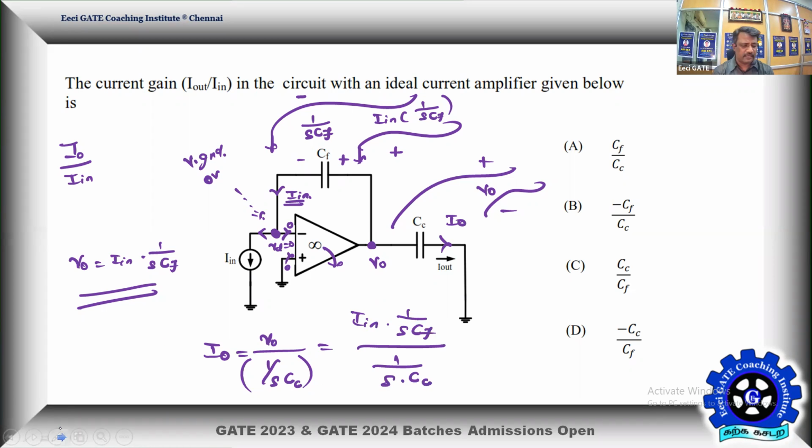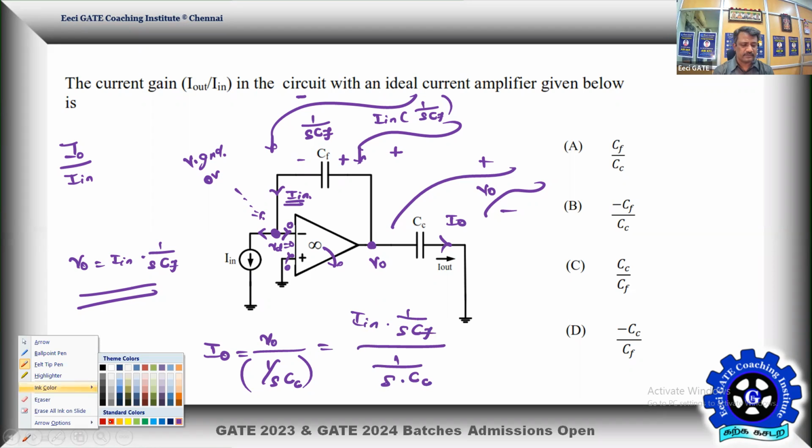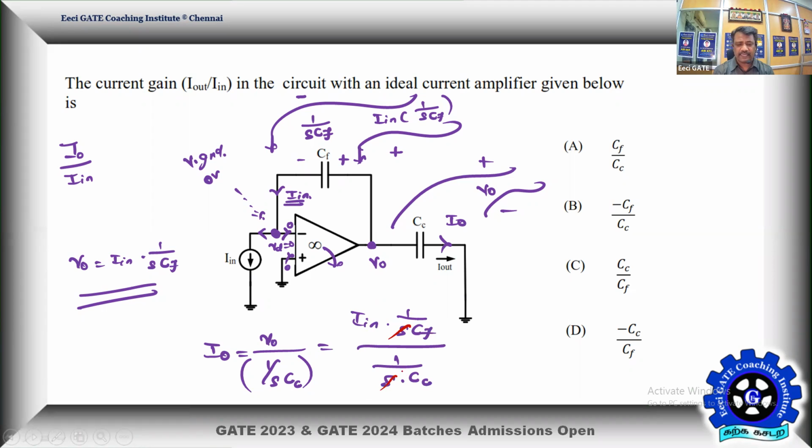So then the S terms will get cancelled. This S and S will get cancelled. So then we'll end up with I in into CC by CF. We are looking for I naught by I in, I out by I in shortly taken as I naught by I in. That is going to become CC by CF. That's all. So if the current direction reverses, you will get negative.